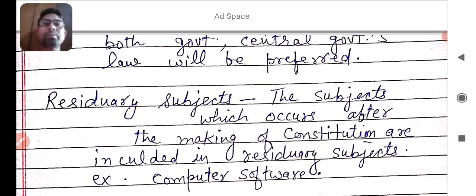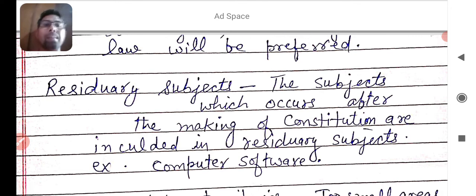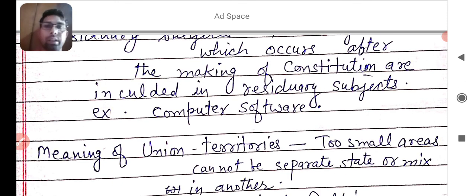And the next, residuary subjects. The subjects which arise after the making of the Constitution are included in the residuary subjects. As you know, our Constitution has three different lists, but this is the fourth list. It means residuary subjects, which occurred after the making of the Indian Constitution. An example is computer software.